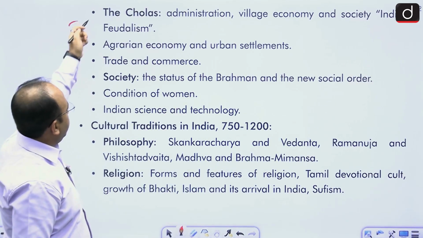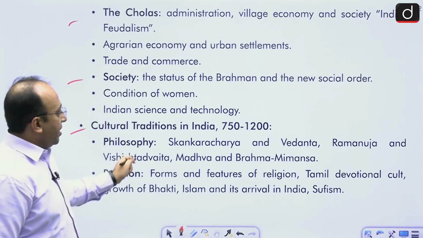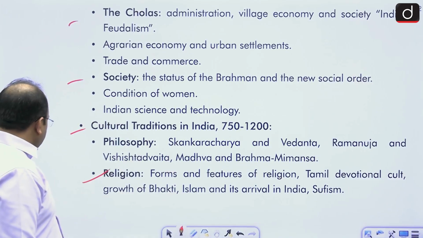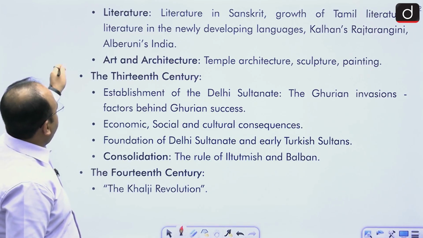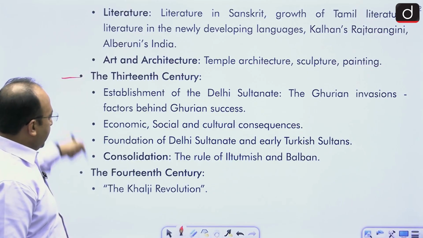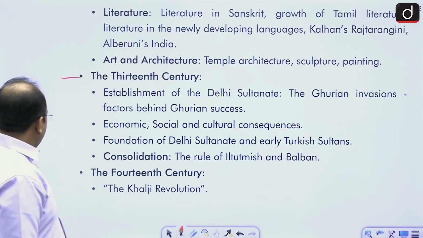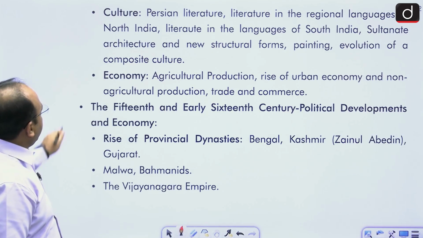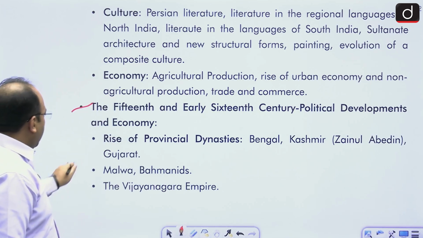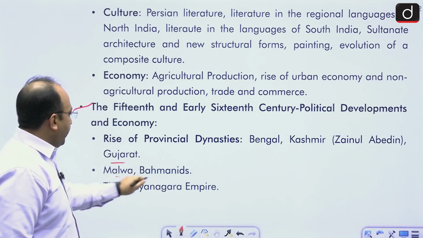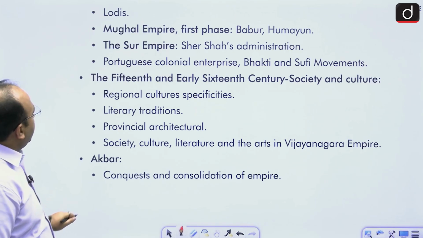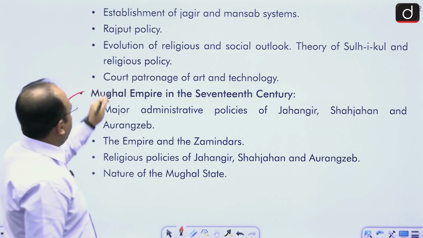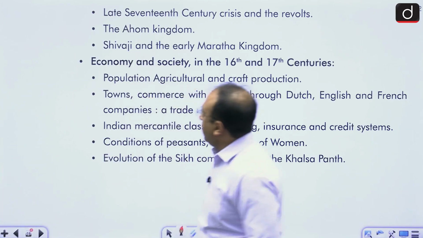Then you have the Cholas, Chola society, cultural traditions, India around 750 to 1200 CE, and religion, another interesting chapter of your syllabus. Then you have the 13th century, the Sultanate, where the syllabus of medieval India starts. You can see Alauddin Khilji, society, culture, all these things in the syllabus. 15th century: rise of provincial dynasties like Malwa, Bahmani, Vijayanagar. Then the 15th and early 16th century, Akbar's era. This is how the Mughal era syllabus is laid out.